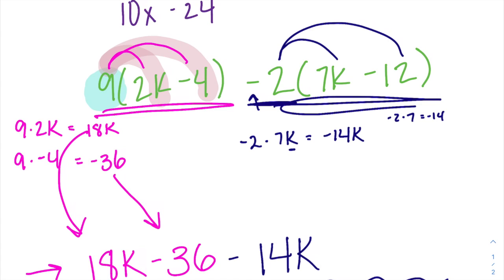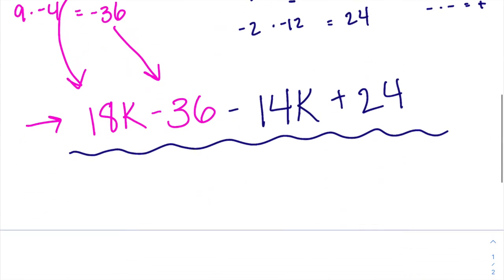Now I'm going to do negative 2 times negative 12. A negative times a negative is a positive, so negative 2 times negative 12 is going to give me a positive 24. So I'm going to write plus 24, because it is positive, so plus for positive.